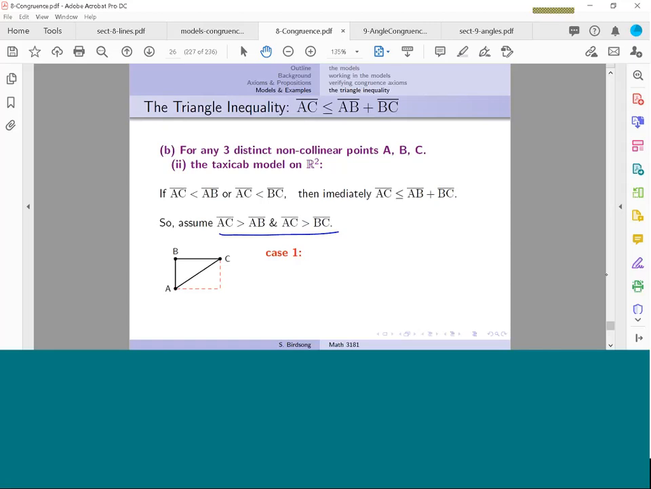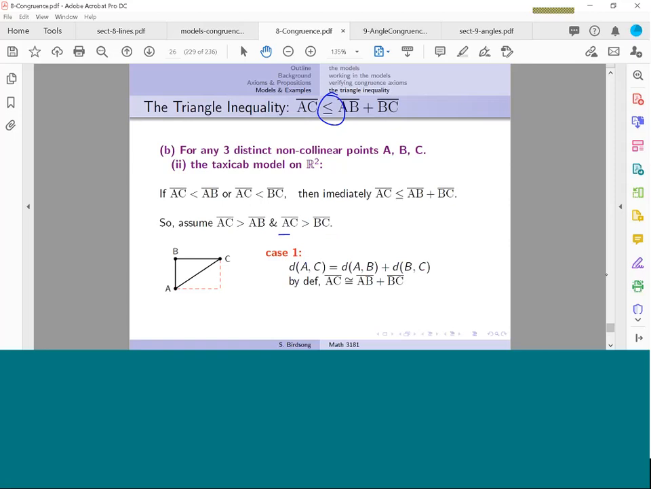Now, the other thing to remember is, this example is in the taxicab model. In the taxicab model, if you form a little right triangle, the distance between your two points is the sum of the lengths of the two legs. So notice what happens here. The length of AC is the same as the sum of the lengths of A to B and B to C, which means you actually get an equality. That's okay, because our inequality included the congruence right there.